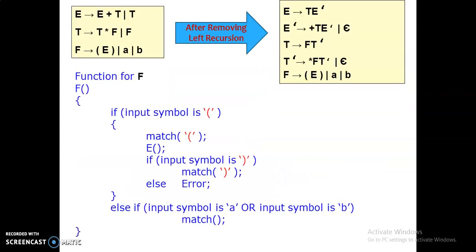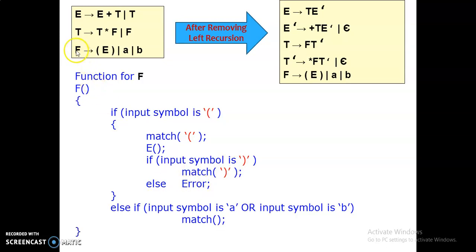Again, what is F? F generates either an expression in parentheses, or A or B. In this function, what will happen? If the input symbol is left parenthesis, then it goes for a match of the left parenthesis. Then it calls the E function, that is the variable E. If the next symbol is right parenthesis, then again it will match the parenthesis, else it generates an error.